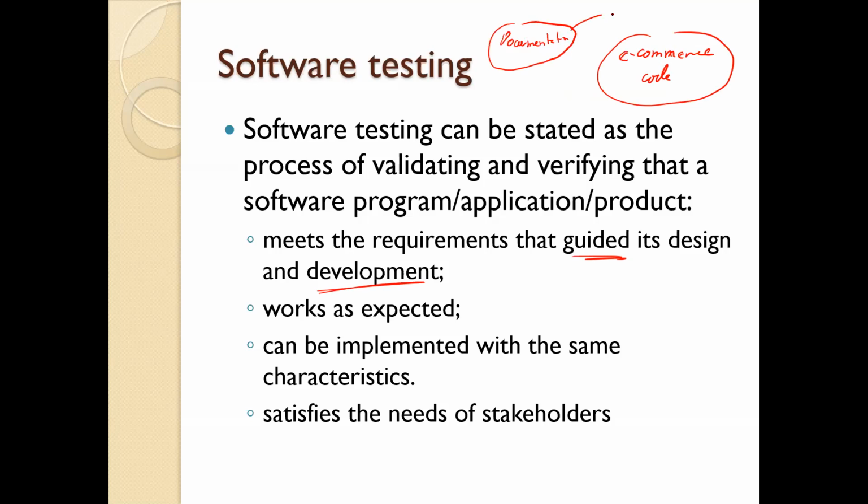So really, this is the specification that defines the code. This is almost like an agreed upon contract. When you do the software testing, it's the process of validating and verifying that a software program meets the requirements that guided its design and development. So it meets that definition. It also works as expected, so that it actually does what it's supposed to do, that it can be implemented with the same characteristics, and that it satisfies the needs of the stakeholders. So it's a verification, basically, that it's meeting its goal, in short.